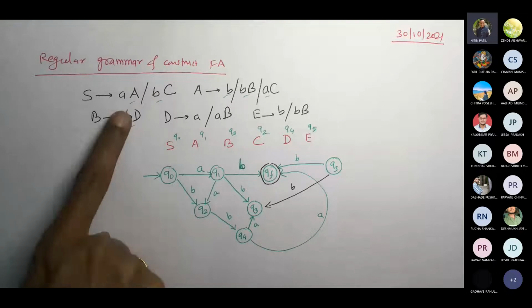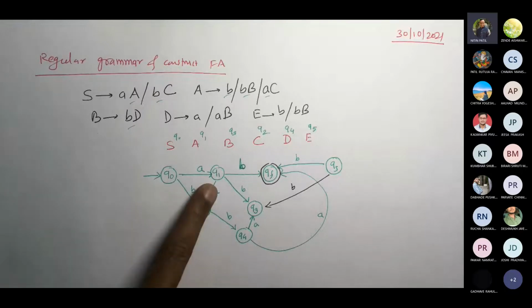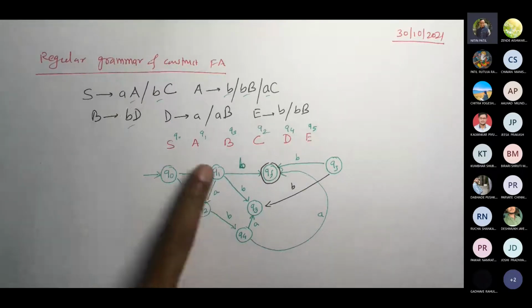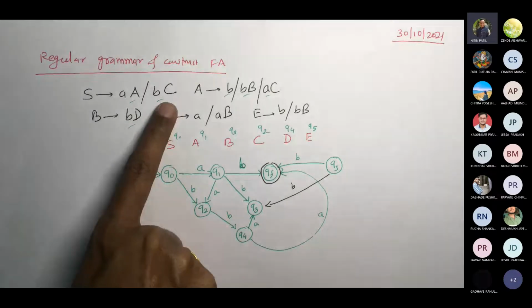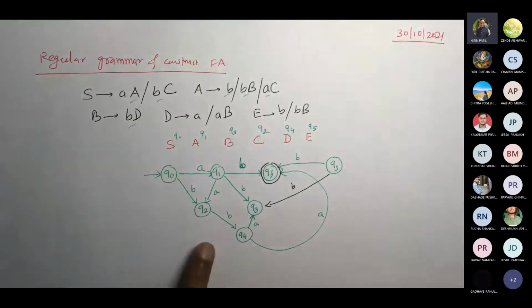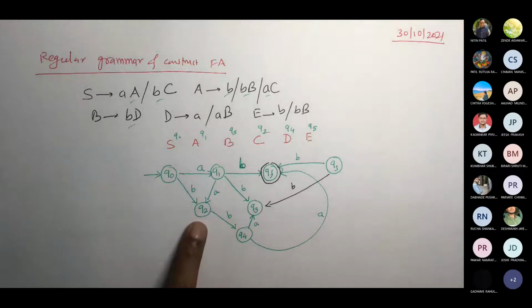So S gives AA, then we took this AA, so we got a new state. That's why we gave it the name Q1. Similarly, we got BC, so we got a new variable, so that's why we give Q2. Your transition table also will change because our states are different now.